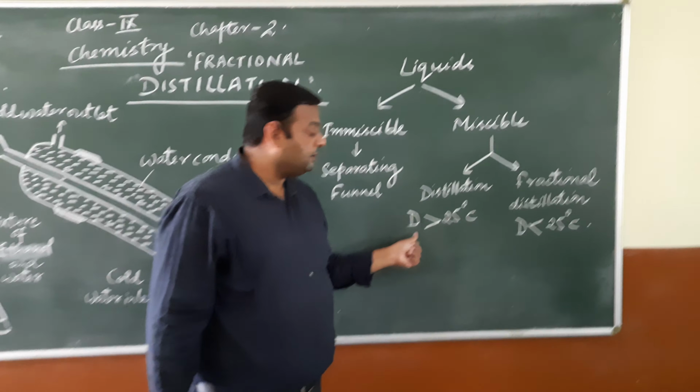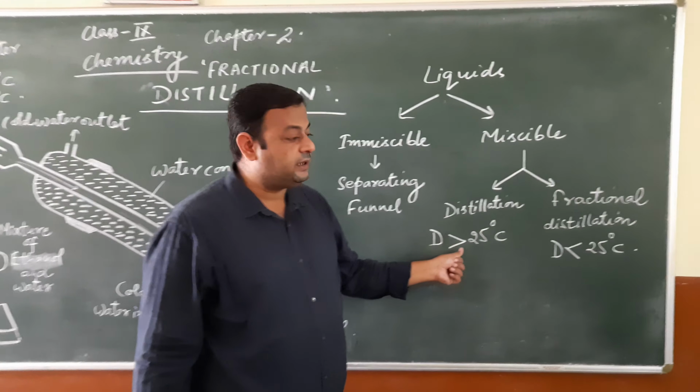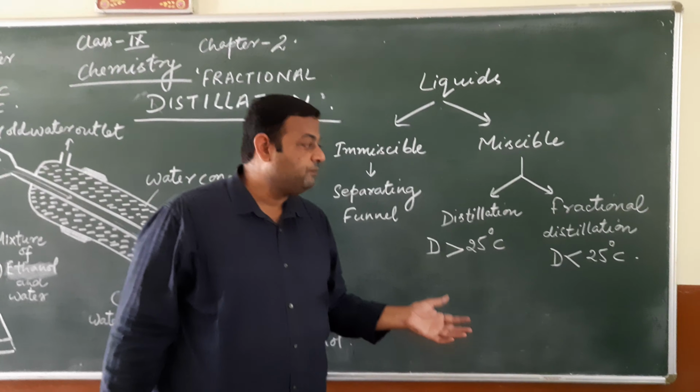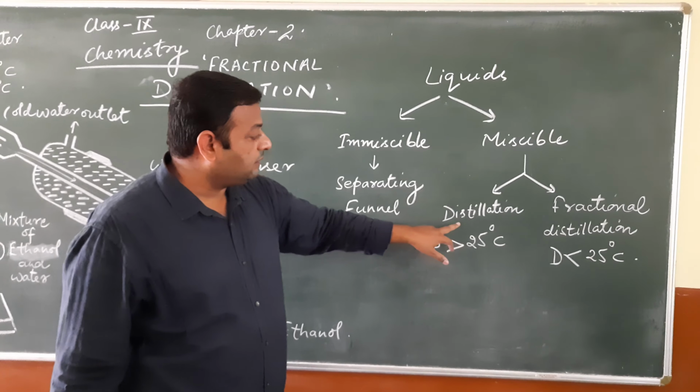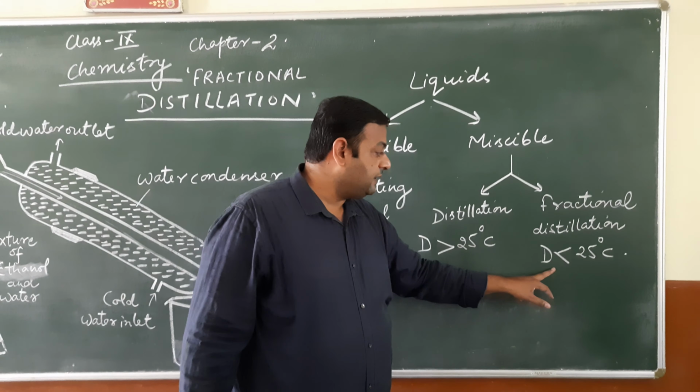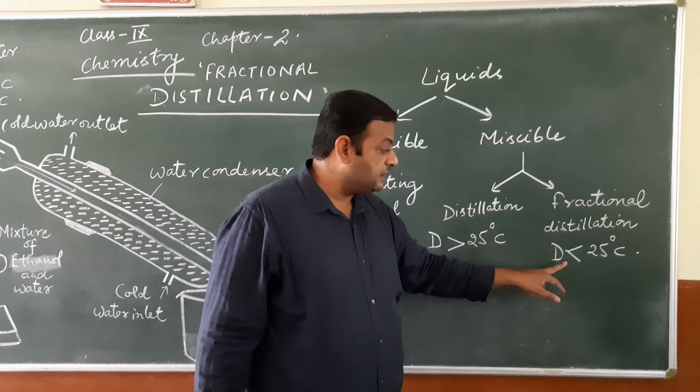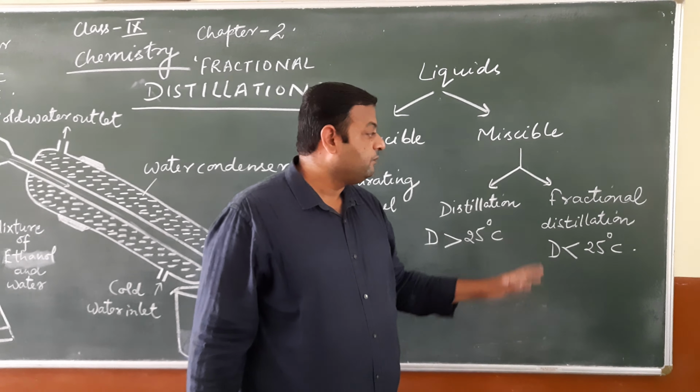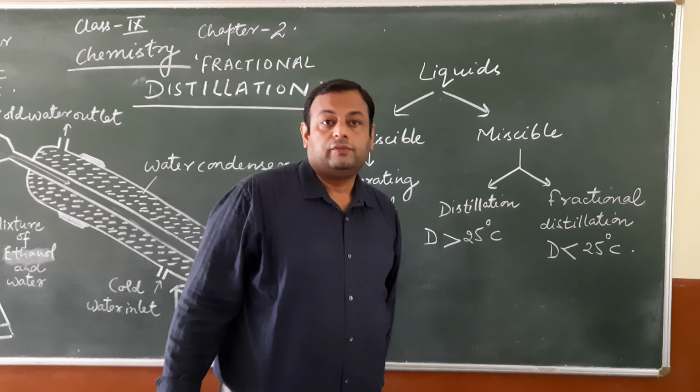If the difference in the boiling point is greater than 25 degrees Celsius or 25 Kelvin, then we have to opt for the method of distillation, whereas if the difference in the boiling point is less than 25 degrees Celsius, then we have to opt for fractional distillation.